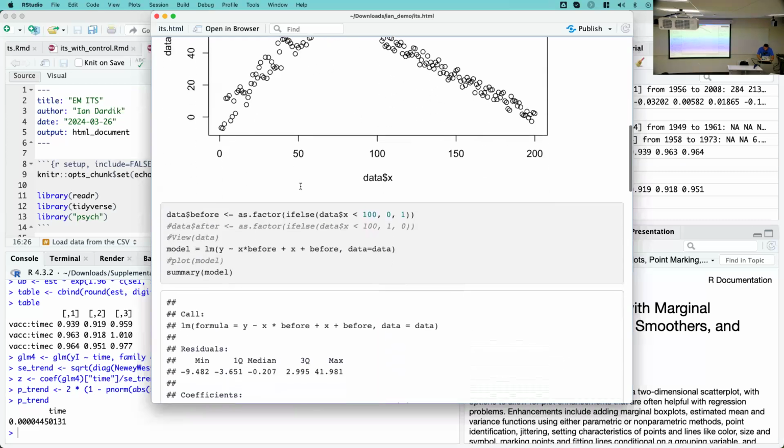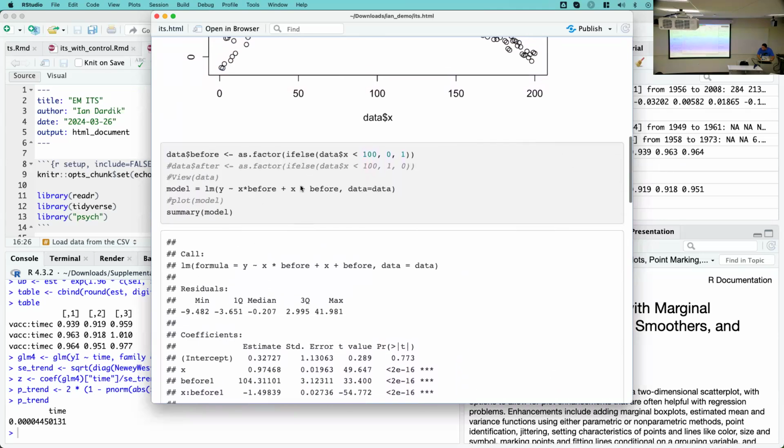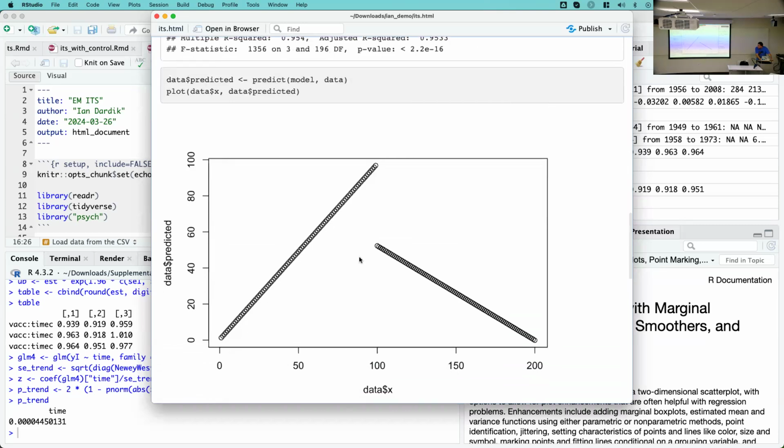So there were 3 different ways we talked about for modeling this. I personally chose one where it's rather small, but can you guys see this? Okay. Where I have this indicator variable before. So it's 0 from time slots 0 to 100, or really to 99, and then it's 1 from 100 to 200. So it indicates before the intervention or after. And then we have a model here, and the main point is you multiply time, which is x, times before. And it gets you something that looks like this.